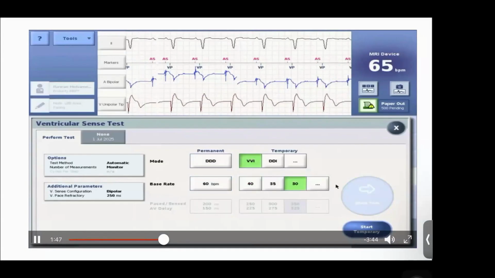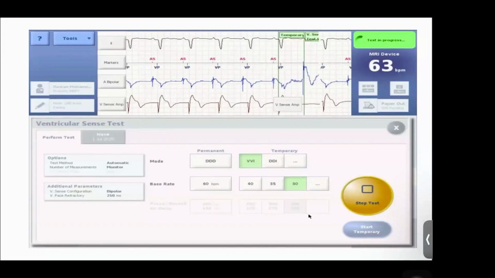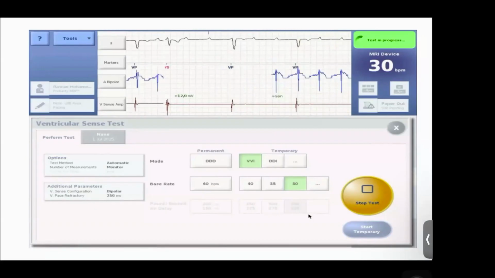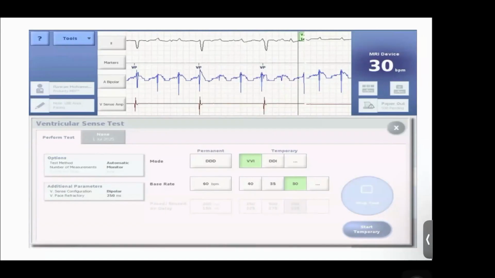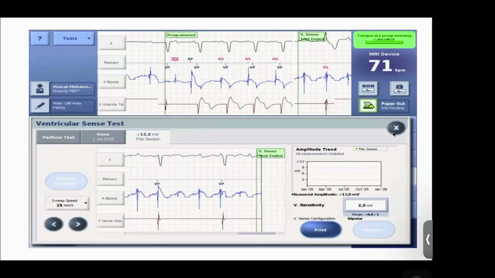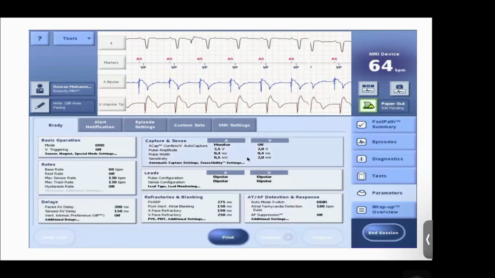So the threshold, unipolar and bipolar, both are 0.5 at 0.4 millisecond. Here we start sensing; the patient had a complete heart block. R wave more than 12. Impedance was normal. And battery is 10.5 years. We will adjust parameters here.